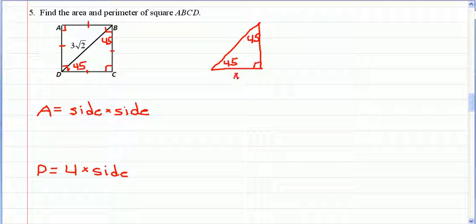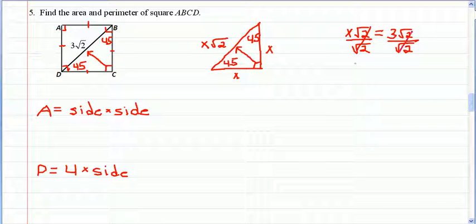The legs are both x, and the hypotenuse is x root 2. So what's given is the hypotenuse, 3 root 2, which is across from x root 2. So my goal is to solve for x. So if I take x root 2 and set it equal to 3 root 2, I divide both sides by root 2, so that both root 2's cancel, and I get x is equal to 3.